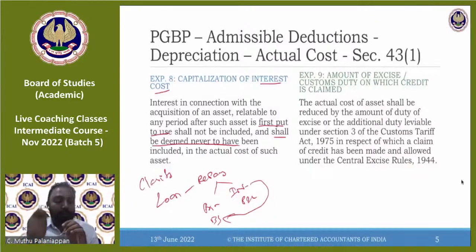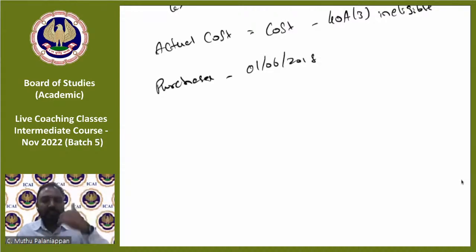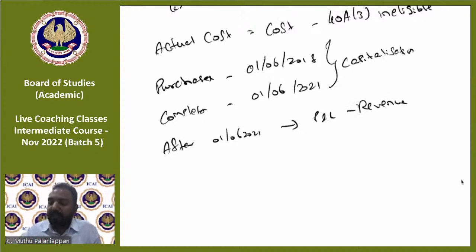So what do you capitalize? You capitalize till it is first put to use. So if a particular asset is purchased, let's say, on 1st June 2018, and it is under construction or installation or whatever period, and it is completed and ready for use on 1st June 2021, this period is capitalization. Anything after 1/6/2021 is to P&L. It is the revenue item. So that's what this explanation 8 says.